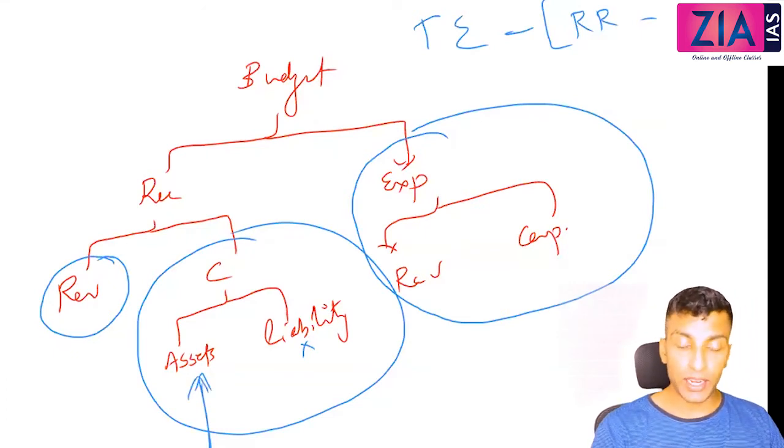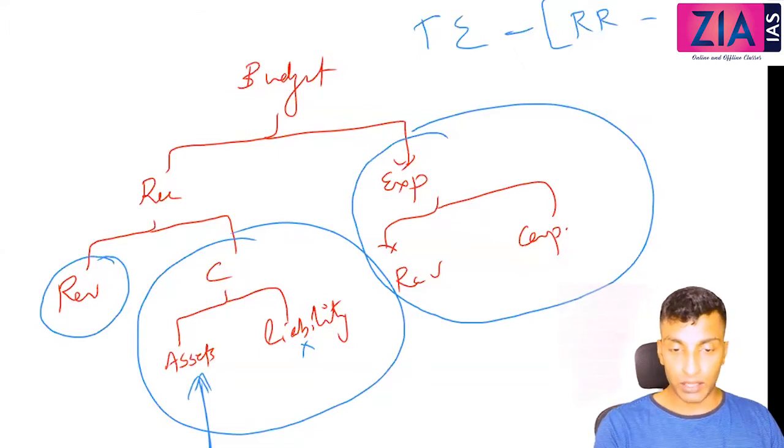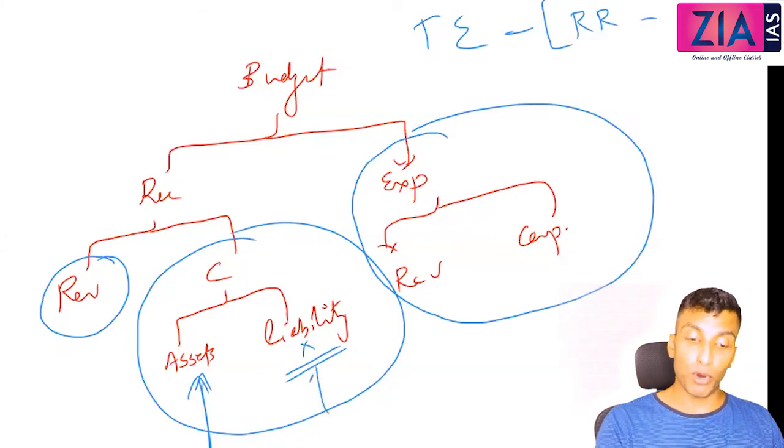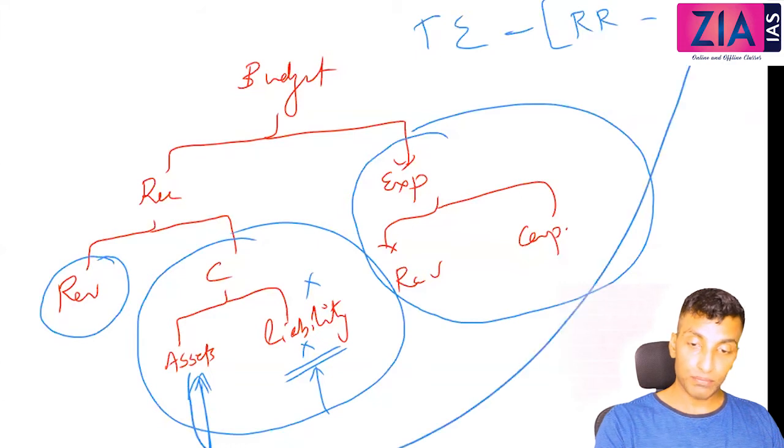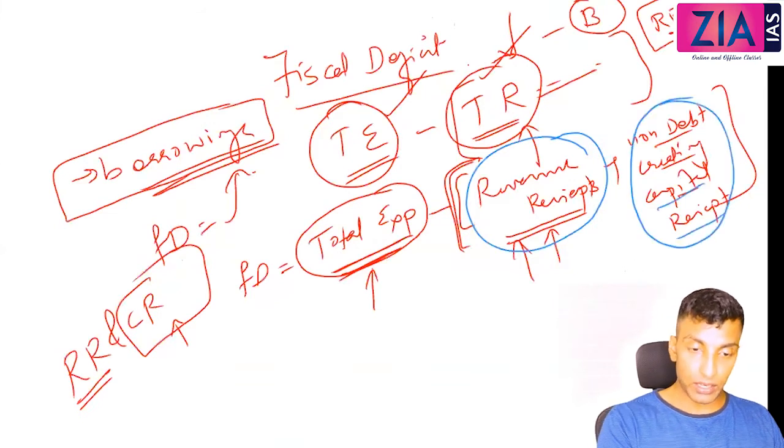Why is it non-debt creating? If you turn your page back, I have told you it is related to the disinvestment or selling of assets, etc. These are not creating any debt. But the liability, what we have discussed, is the borrowing. So this is the borrowing part, so we exclude this, and this part will come. That is what you mean by non-debt creating asset, or non-debt creating capital receipt. So I hope this is clear.